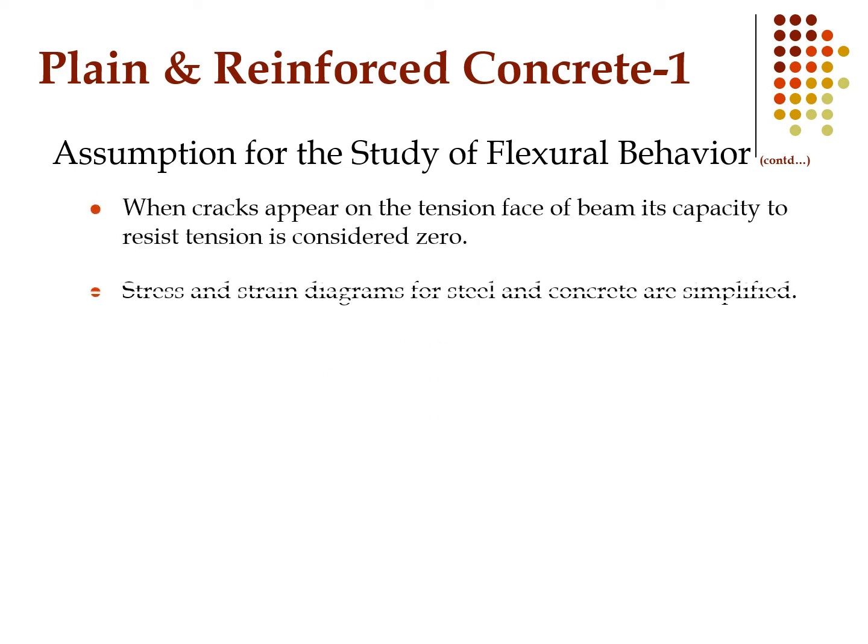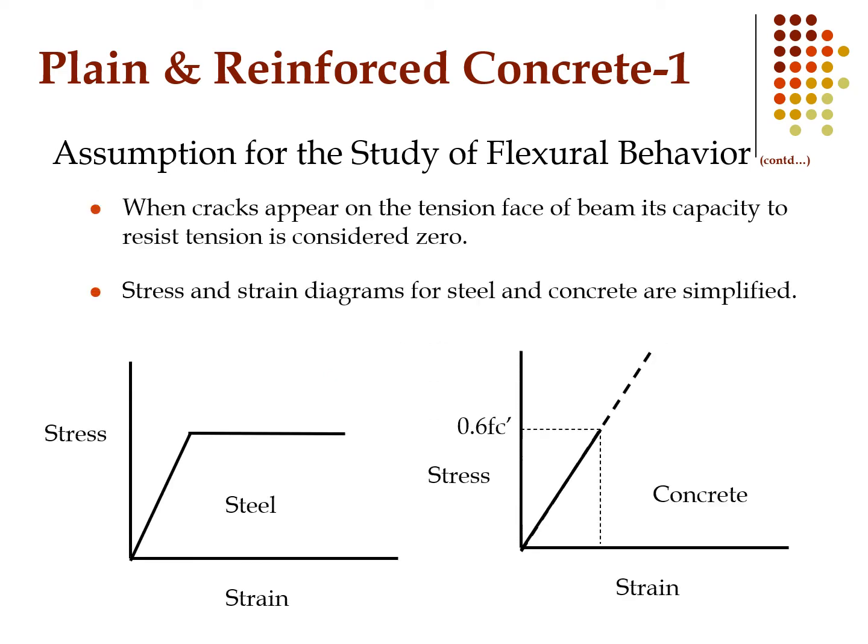Other assumptions: when cracks appear on the tension face of the beam, its capacity to resist tension is considered as zero. Stress and strain diagrams were simplified for steel and concrete. In case of steel, the bilinear curve was used. In case of concrete, only the linear elastic portion was assumed, and the linear elastic portion was assumed up to 0.6 times Fc dash.